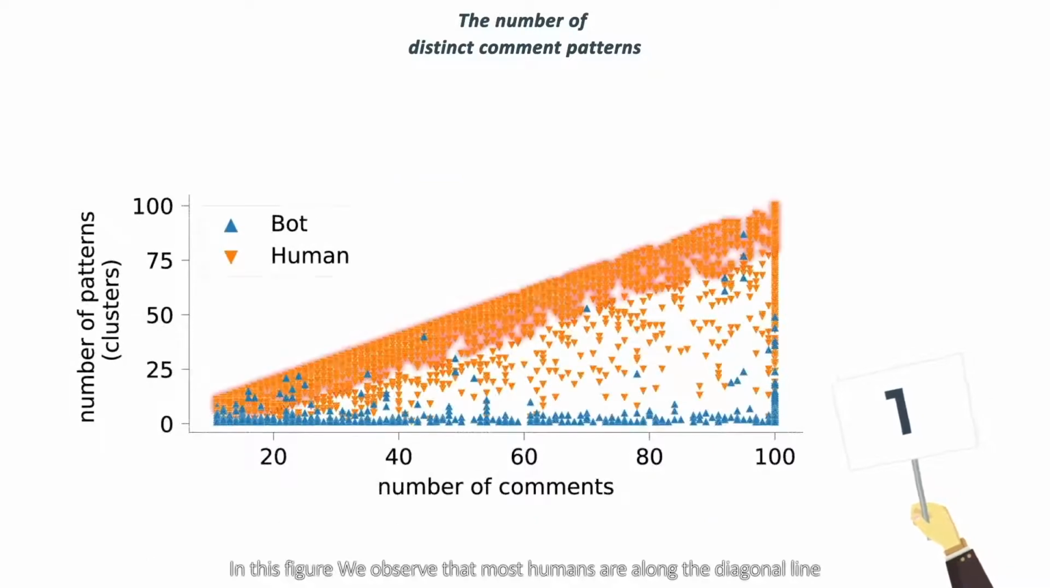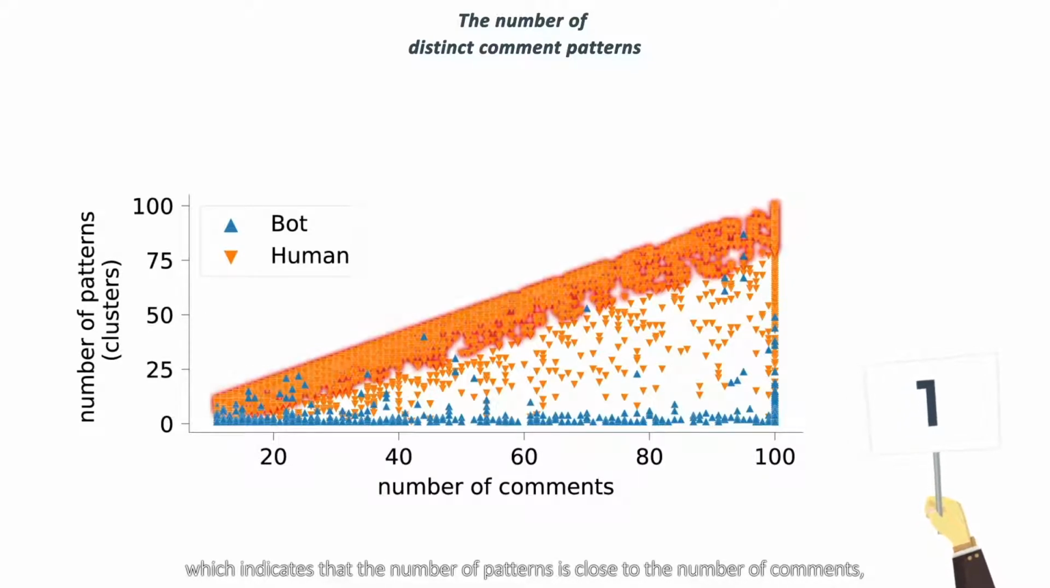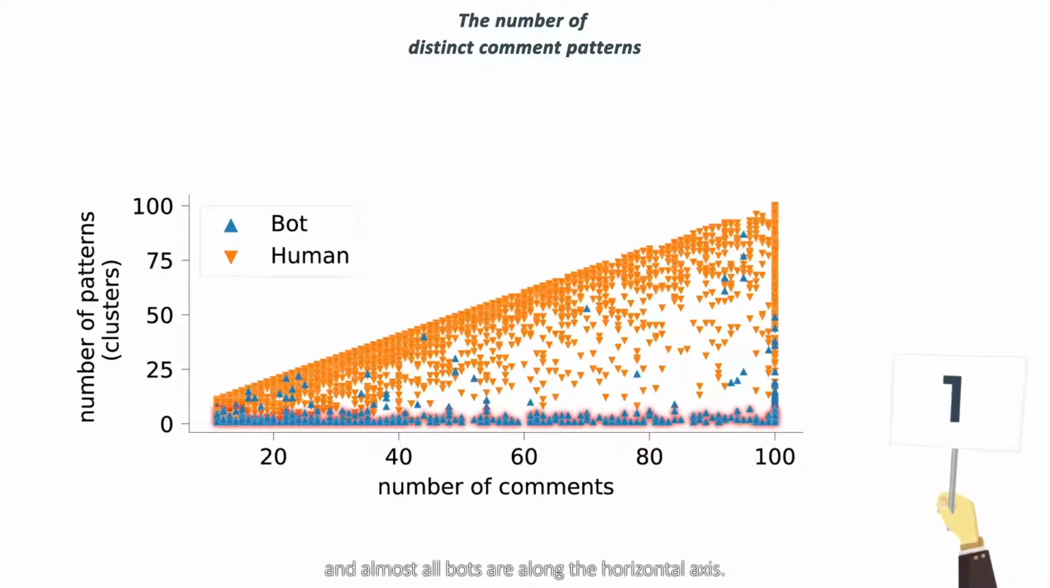In this figure, we observe that most humans are along the diagonal line, which indicates that the number of patterns is close to the number of comments, and almost all bots are along the horizontal axis. This means that the number of comment patterns for bots remains stable and low regardless of the number of comments.